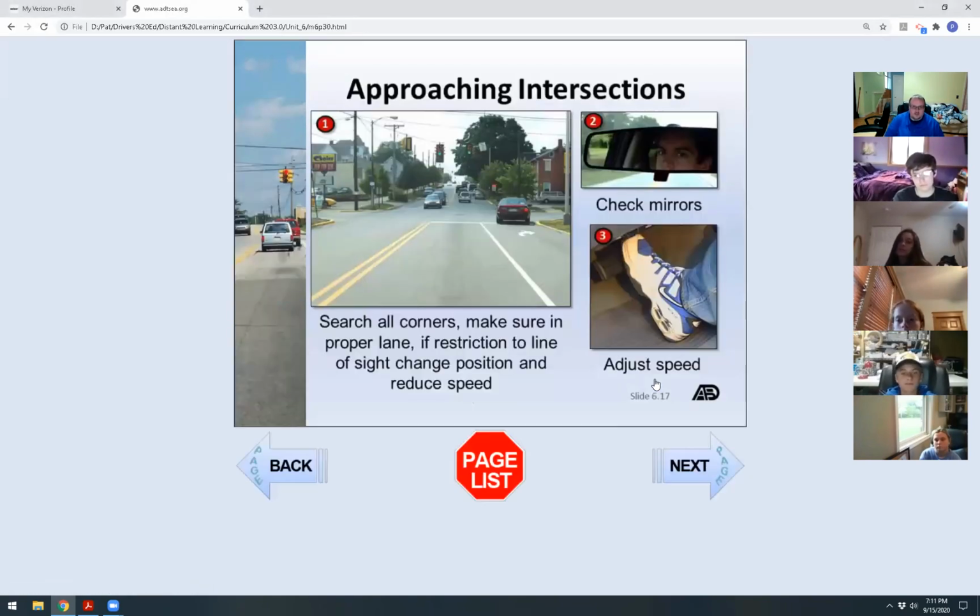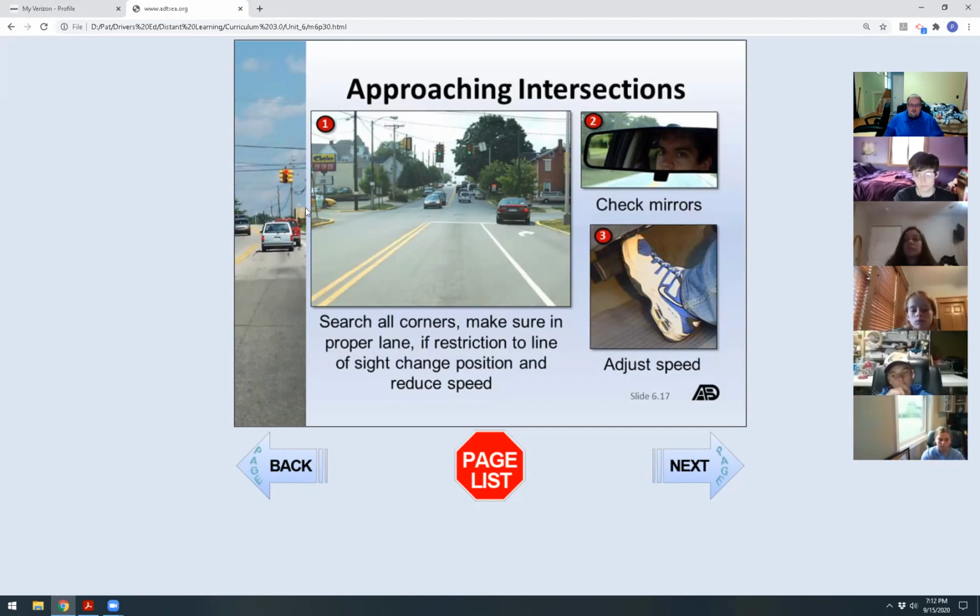All right, so we got some pictures here about approaching an intersection. It says search all corners, make sure you're in your proper lane. If there's any line of sight restrictions, you might have to change position. So you're coming up, you're going straight, so you're going to be in this lane, because this lane is only for right turns. You can tell by the arrow. So we're in this lane, the one that's on the inside. By the way, the outside lane is the one next to the curb. The inside lane is the one next to the center line when there's 2 lanes.